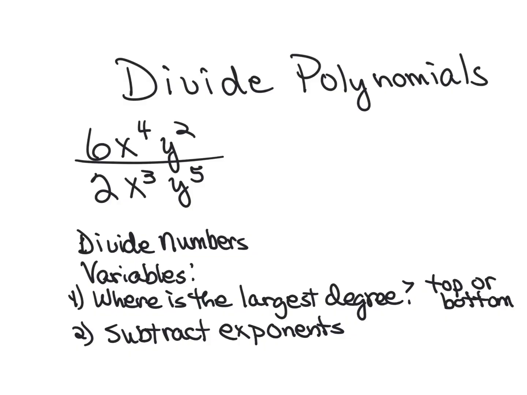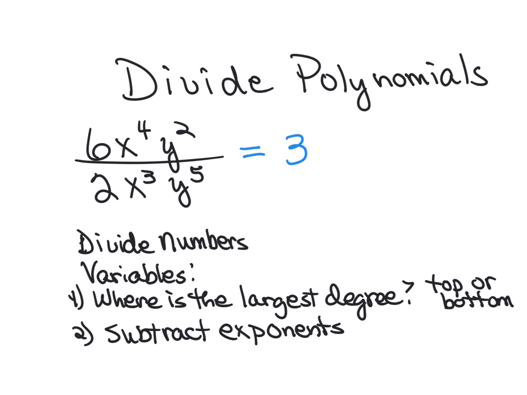All right, we are going to be looking at dividing polynomials, and the first one we're going to look at is a monomial divided by a monomial. First thing you're going to do is divide the numbers. So on Desmos, I would type into the calculator 6 divided by 2, which is 3. When I look at the problem, I see that I have x's on top and x's on the bottom. This is where I look at the variables and go through this two-step process. The most important is to ask the question, where is the largest degree of x?